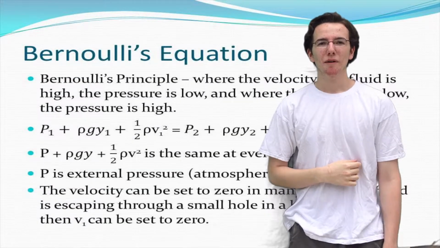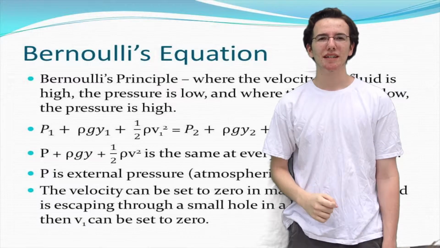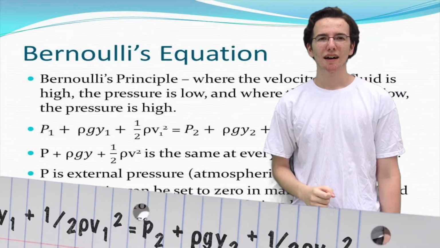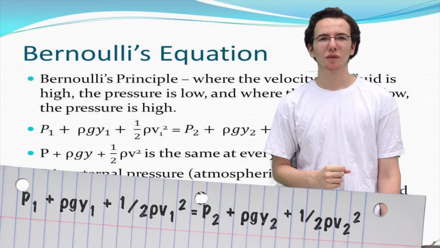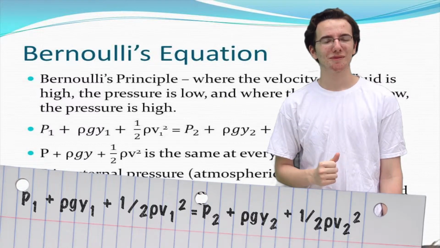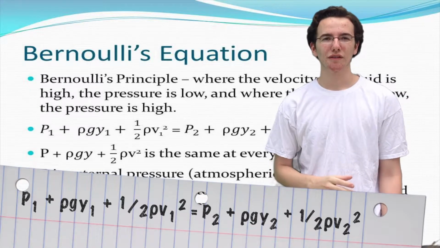Bernoulli's equation. Bernoulli's principle says that where the velocity of a fluid is high, the pressure is low, and where the velocity is low, the pressure is high. Here's Bernoulli's equation: P plus rho g y plus 1/2 rho v squared is a constant throughout a fluid.